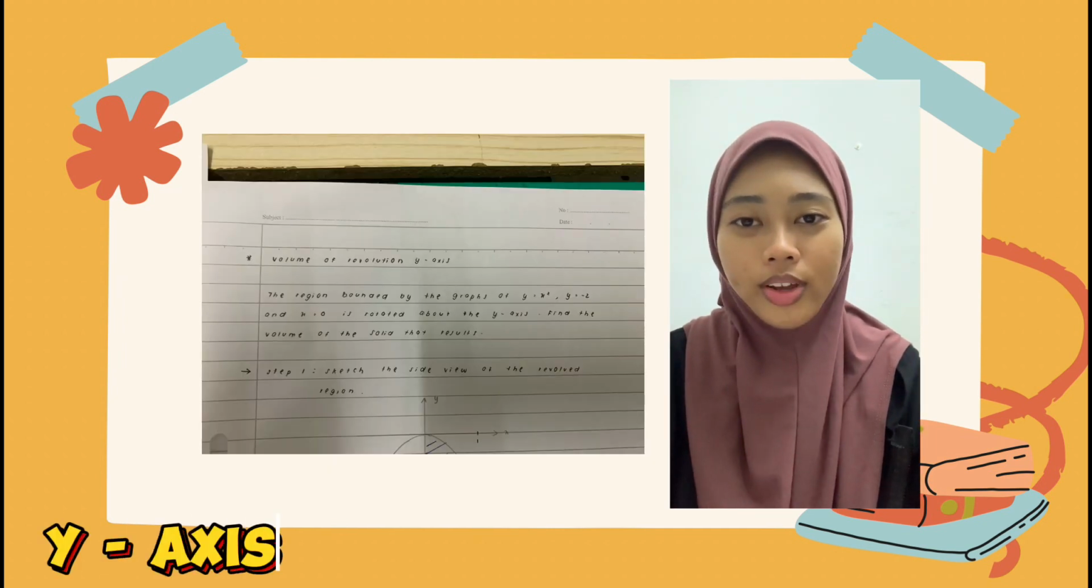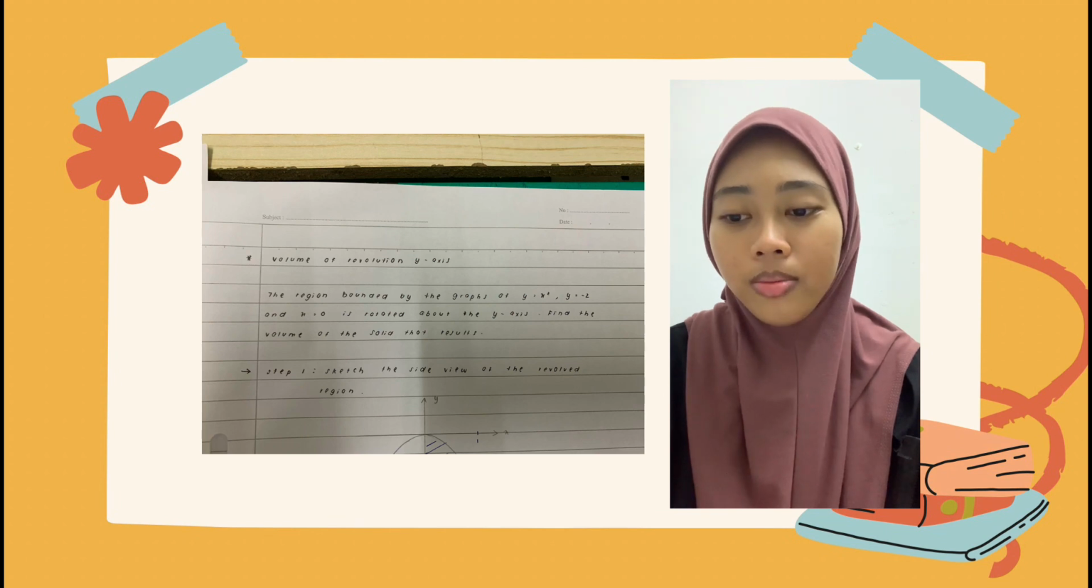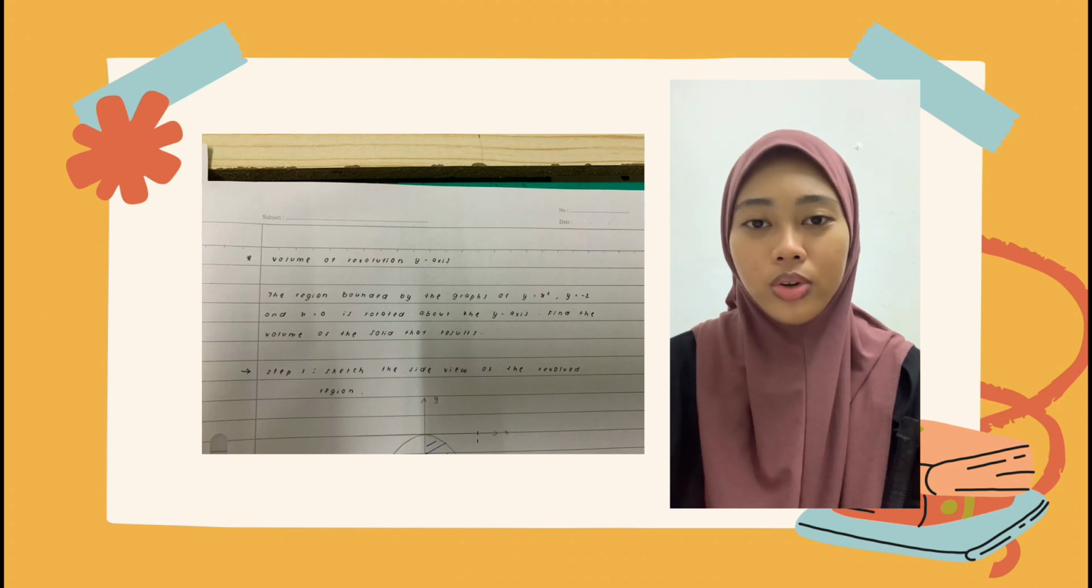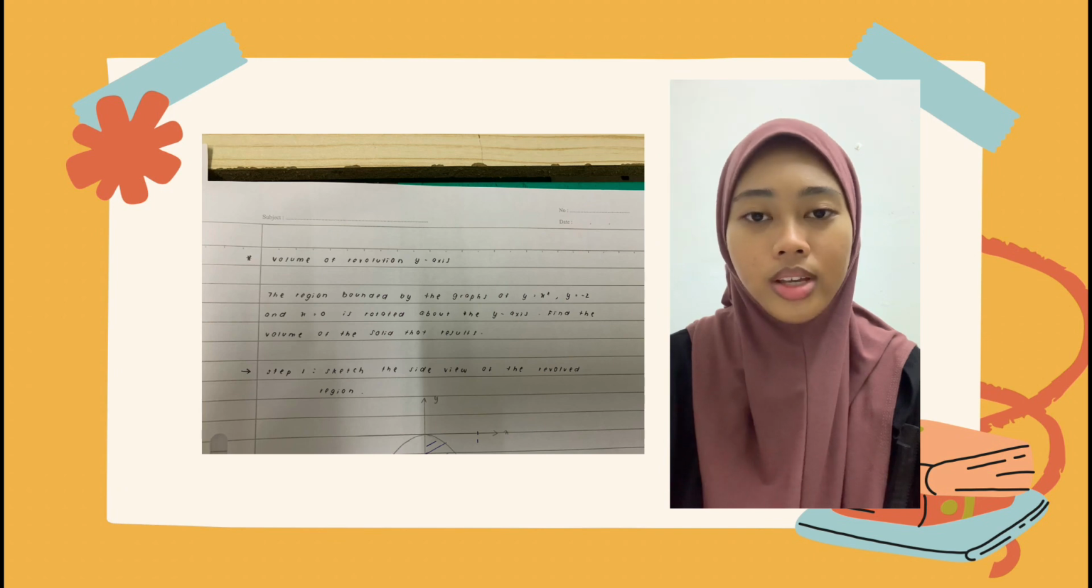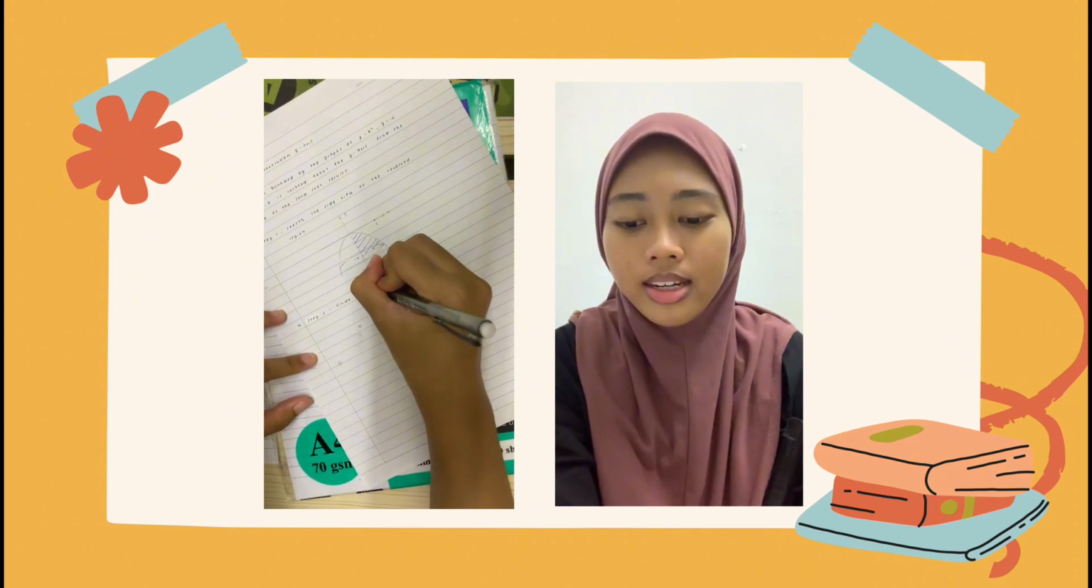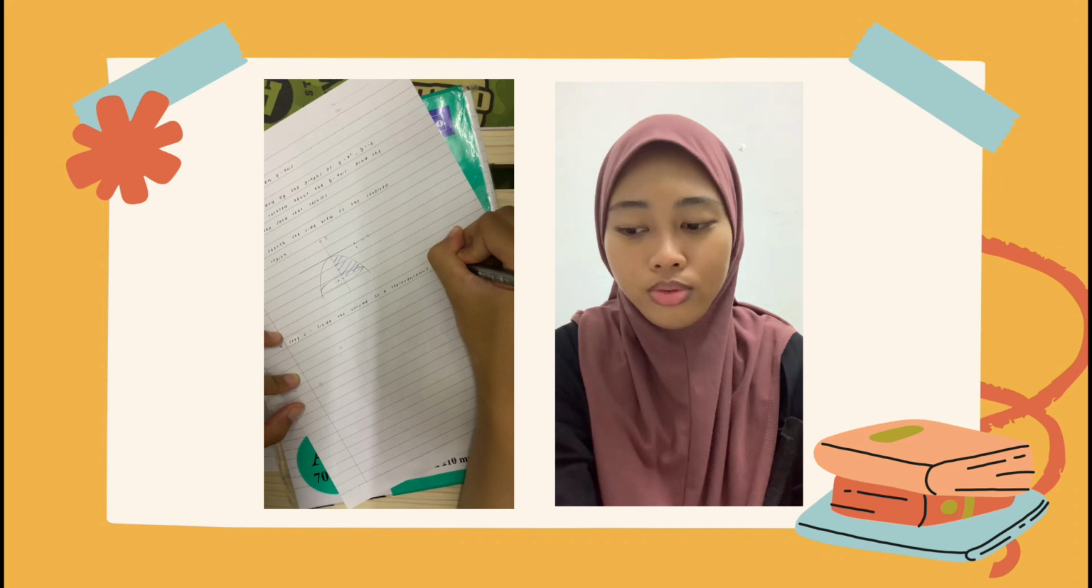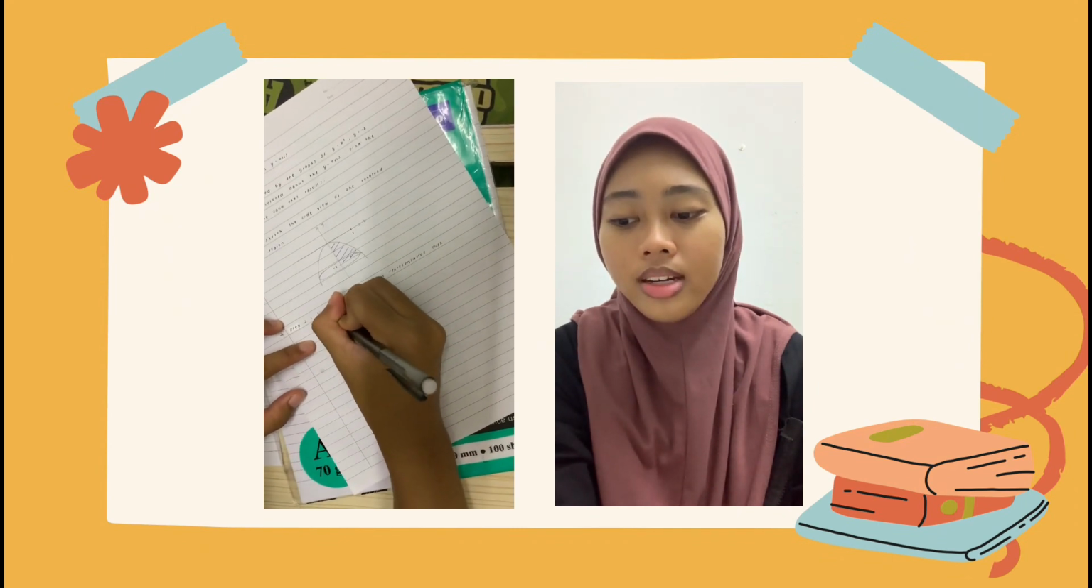Okay, the question is: the region bounded by the graphs of y equals x squared, y equals negative 2, and x equals 0 is rotated about the y-axis. Find the volume of the solid that results. Then the next step is to find the volume of a representative disc. This is the formula that we use. Then we replace the formula to V equals the integral from 0 to negative 2 of pi x squared dy.